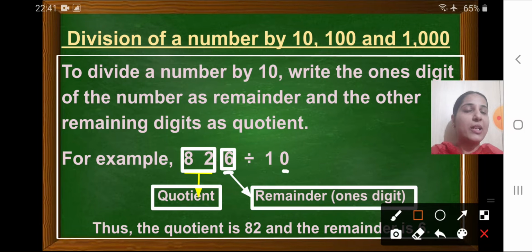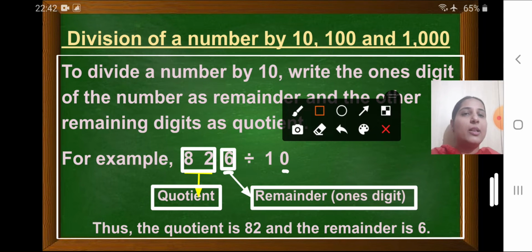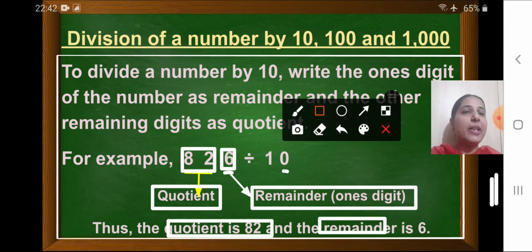Or you just count the number of zeros in the divisor. How many zeros are there followed by 1? After 1, only one 0. So what we will do? We will just see the digit which is at the ones place. That will be the remainder, whereas the remaining digits will be the quotient. So in this case the quotient is 82 here and the remainder is 6 here. Now let's see another example.